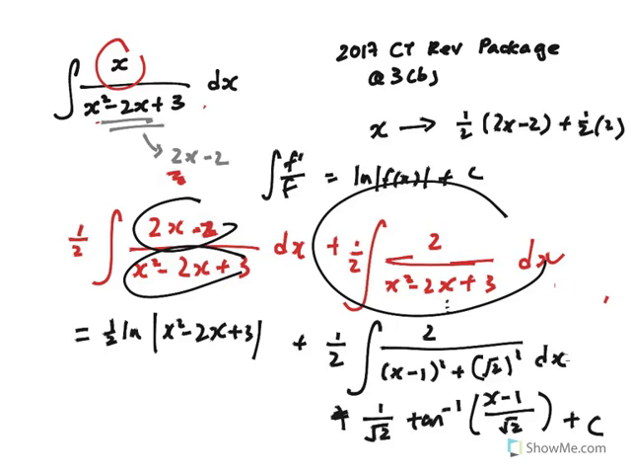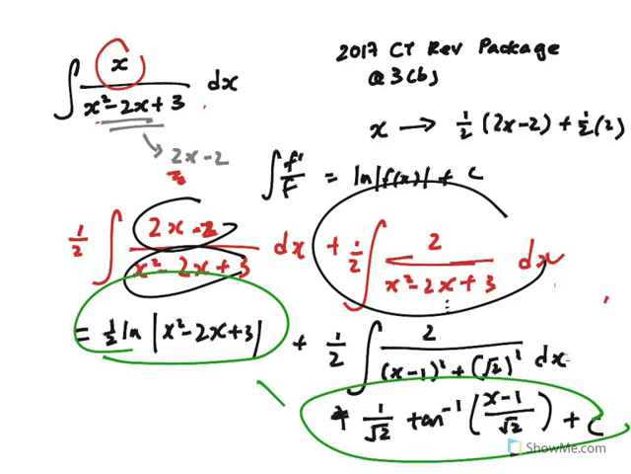And your answer will be half ln mod x squared minus 2x plus 3, plus 1 over square root 2 tangent inverse of x minus 1 over square root 2, plus c.